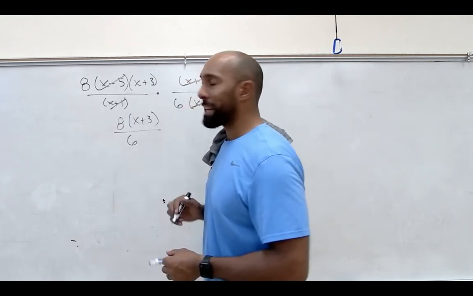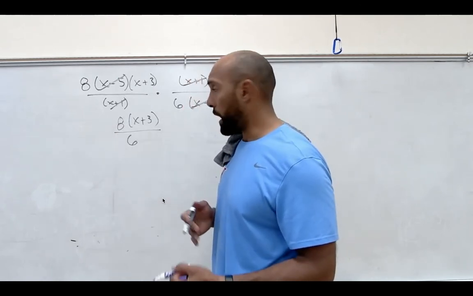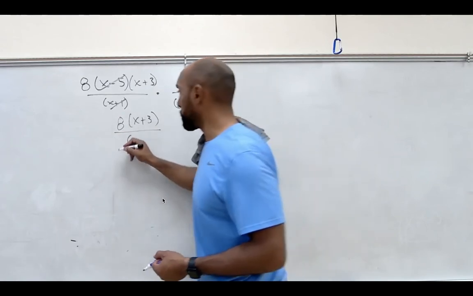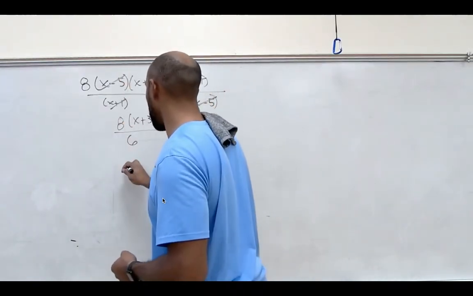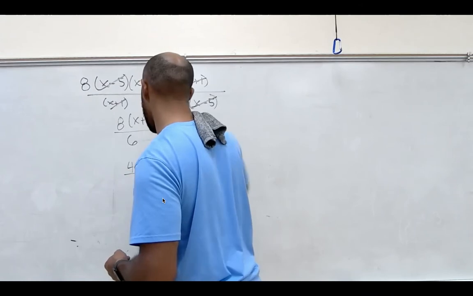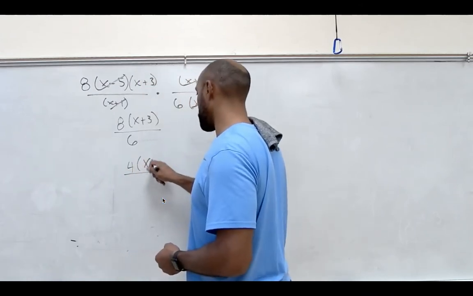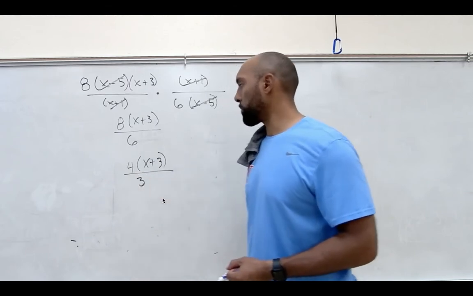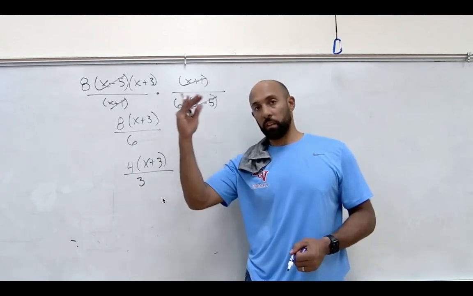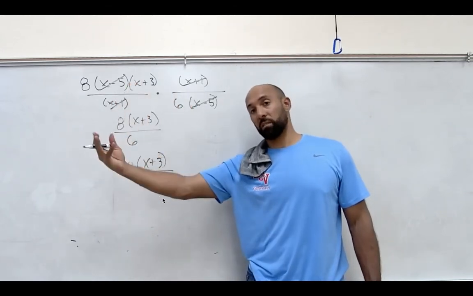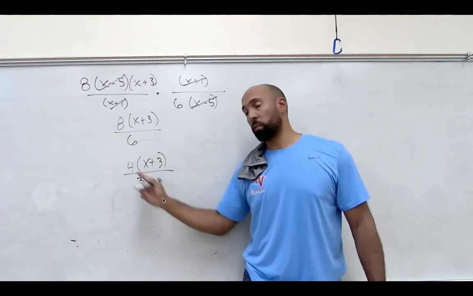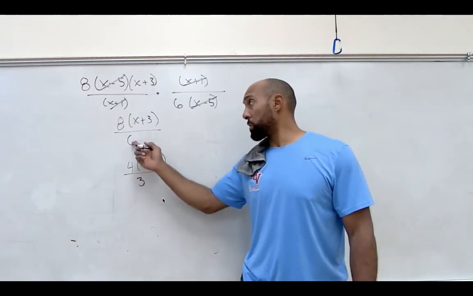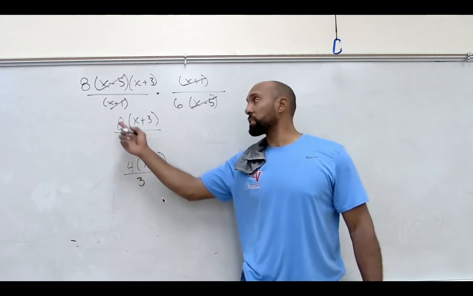So now think, if I had 8 over 6, like a fraction, I'd reduce it by dividing both of them by 2. So I can divide that by 2, I get 4. And then I still have x plus 3. And divide that by 2, and I have 3. Okay? So if you have single numbers or monomials on the outside by themselves, you can reduce or divide those. Or maybe it'll be a number that evenly divides into that one.